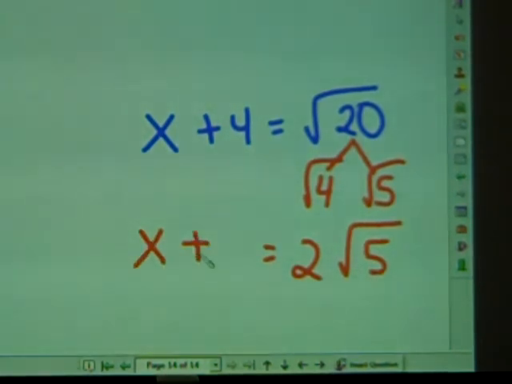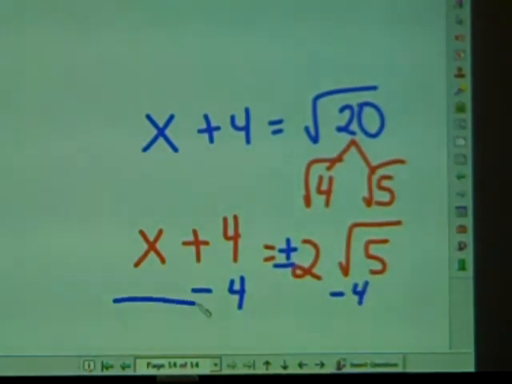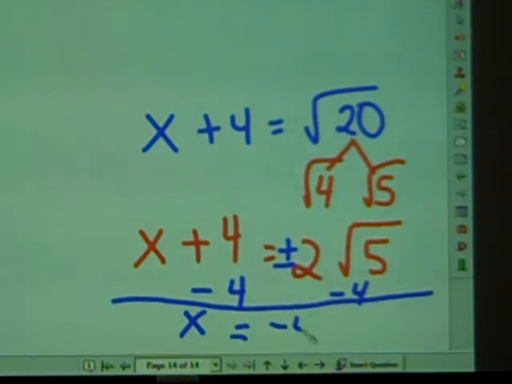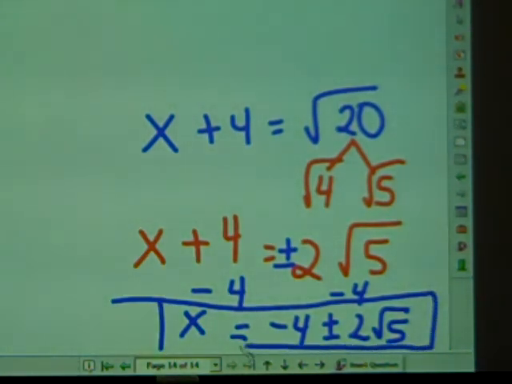I'm almost done. One more step. Don't forget, and I almost forgot, a plus or minus 2 square root of 5, because it could be either positive or negative. Now I need to subtract 4 from both sides, and my final answer is x equals negative 4 plus or minus 2 square root of 5. And this concludes completing the square.